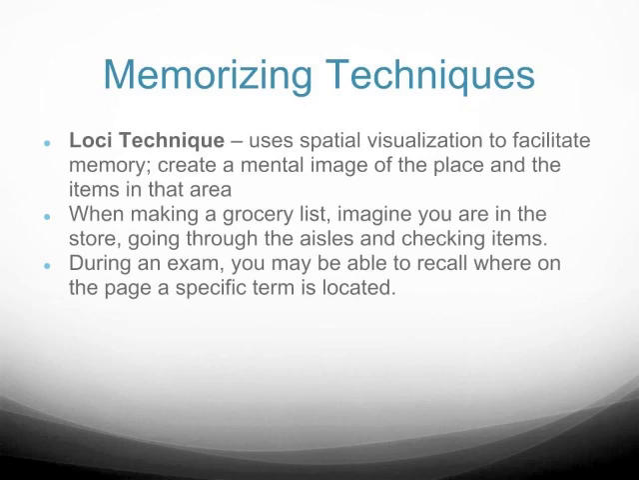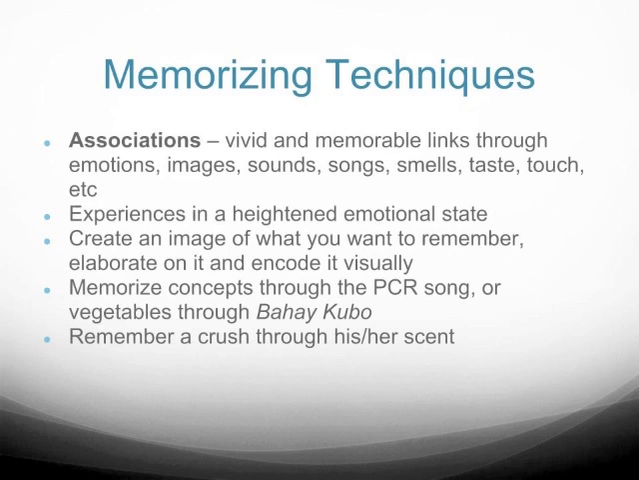The Loci technique uses spatial visualization to facilitate memory. It creates a mental image of a place and the items in that area. Last is associations. It creates vivid and memorable links through emotions, images, sounds, songs, smells, taste, touch, and etc. Examples would include experiences in heightened emotional state. It creates an image of what you want to remember, elaborates on it, and encodes it visually.